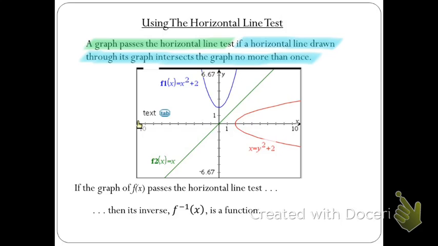Now I want you to look here at the graph of f of x. If I were to draw a horizontal line through the graph of f of x, it's going to intersect the graph more than once, and so that means the graph of f of x does not pass the horizontal line test. If the graph of f of x passes a horizontal line test, its inverse is a function. But the converse is also true: if the graph of f of x does not pass a horizontal line test, then f inverse is not a function.